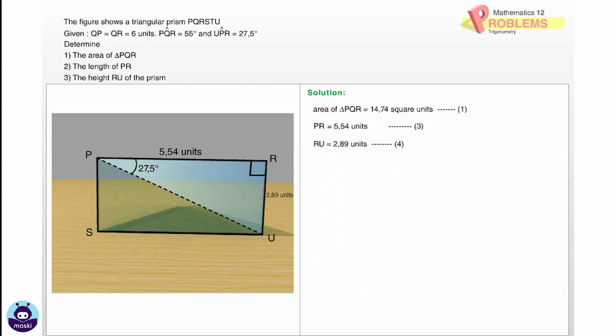Thus, we have determined the area of triangle PQR, the length of PR, and the height RU of the prism.